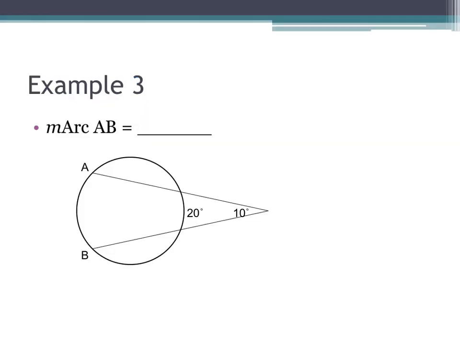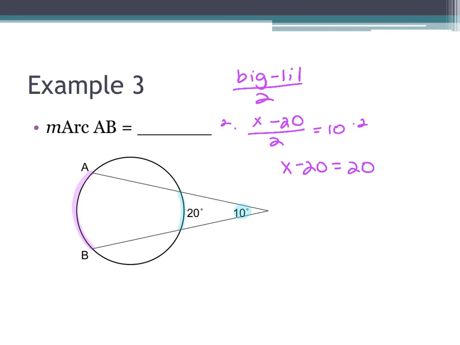Okay, last one. This says the measure of arc AB is what? So again, I want this one. I have this one and this one. Where's that angle located? Outside, which means big minus little divided by 2. So the x minus the 20 divided by 2 equals 10. Multiply 2 on both sides. Add the 20. And x is 40 degrees.